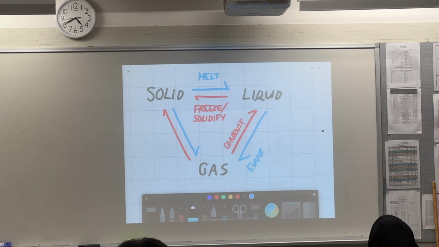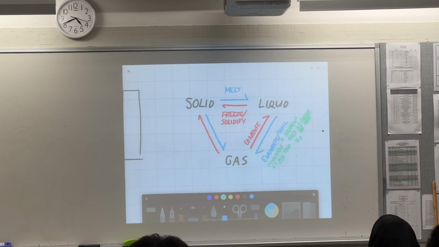Evaporation or boiling. There is a tiny difference between evaporation and boiling though. Evaporation happens at all temperatures, but boiling only happens at the boiling point, at or above it. So this is very important. Boiling happens only at the boiling point, at or above, but evaporation happens at all temperatures.